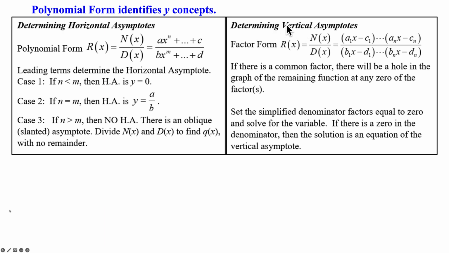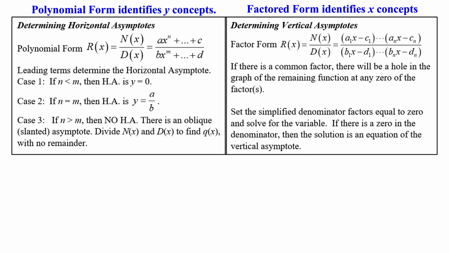Over here, determining your vertical asymptotes, now you need everything in factored form. Now, to find my vertical asymptote, you take the denominator factors and you set them equal to 0, solve them for x, and those are the equations of your vertical asymptotes.